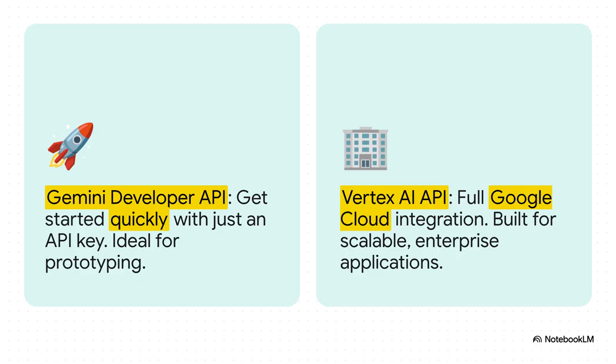Now, before you even write a single line of code, you've got one simple choice to make. Are you just messing around, prototyping something cool, or building a personal project? Then the Gemini Developer API is your fast lane. Just grab an API key and you're good to go. Or are you building a serious, production-grade app for your business? Then you'll want the Vertex AI API, which plugs you into the full power of Google Cloud. The best part? The SDK handles both paths perfectly.